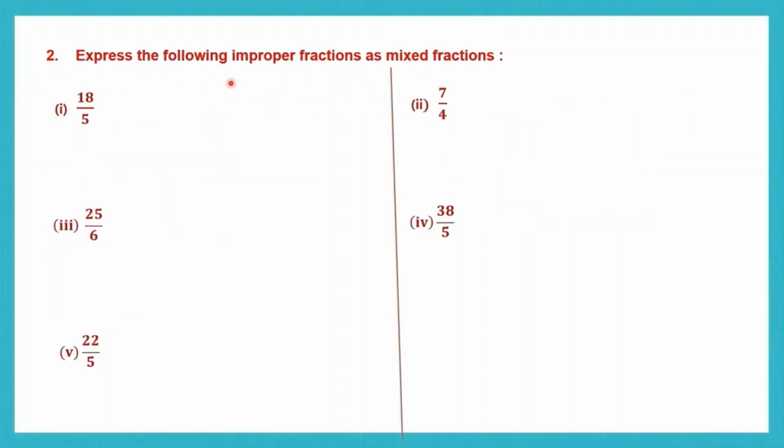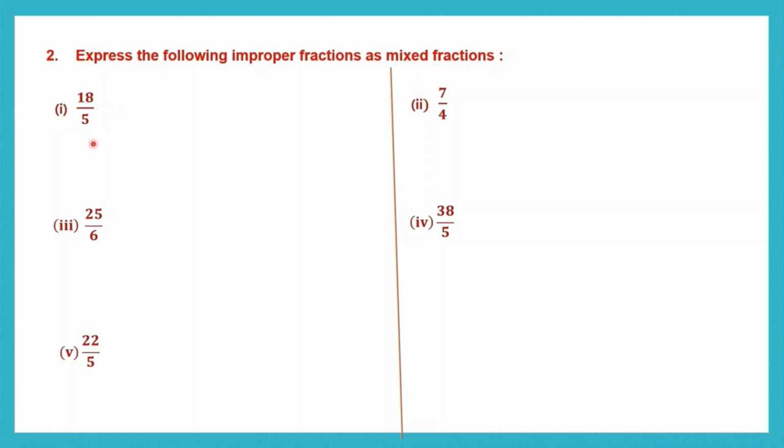Question 2. Express the following improper fractions as mixed fractions. So we have 5 questions here and they're all improper fractions. As you can see, the denominator is smaller than the numerator for each question. We're going to convert them to mixed fractions. That means this is now going to become a fraction which has a natural number along with a proper fraction. So how do we do that?